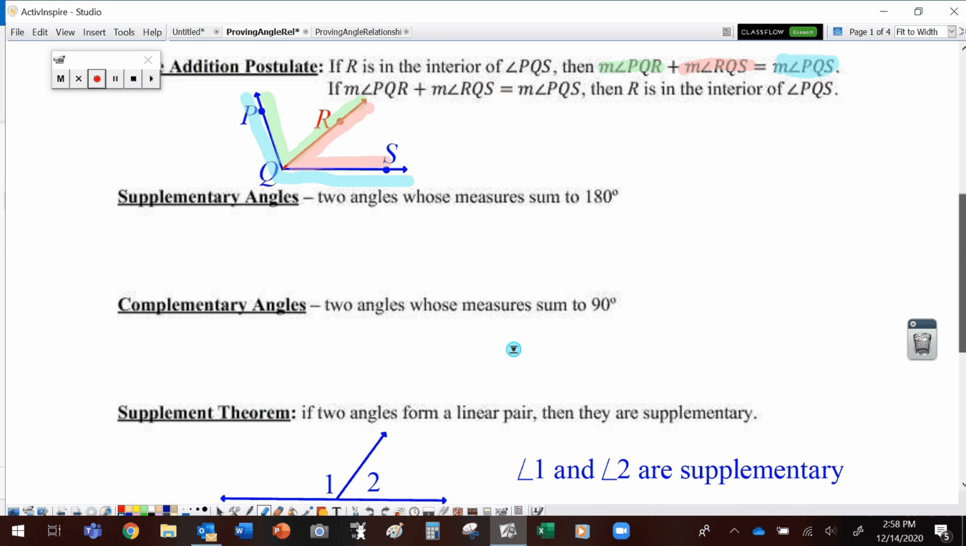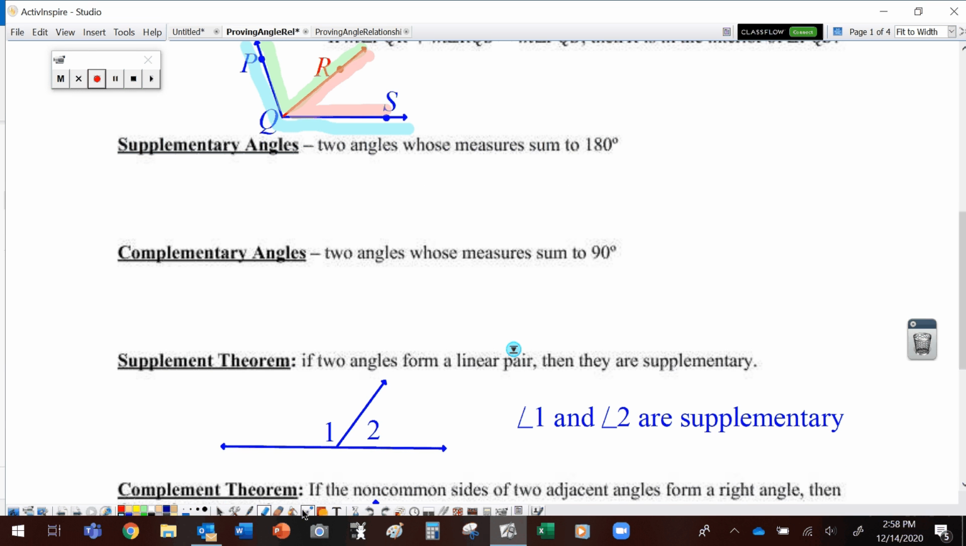Okay, then we've got supplementary angles, and we've talked about this in the past. Supplementary angles are just angles whose measures add up to 180 degrees. Complementary angles, very similar, are angles whose measures sum to 90 degrees. Now these are similar names, and they have similar meanings. But the easiest way to keep these two straight as to which one's which is remember that complementary would come first in the dictionary, and 90 comes first on a number line. Okay, so it's kind of in alphabetical order.